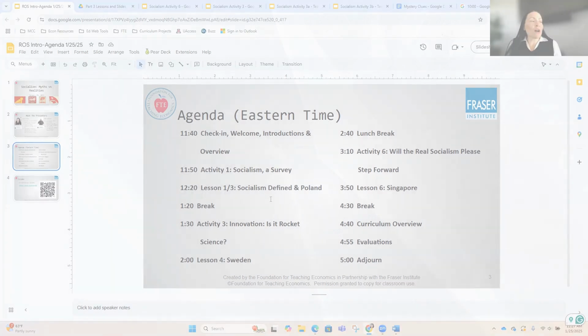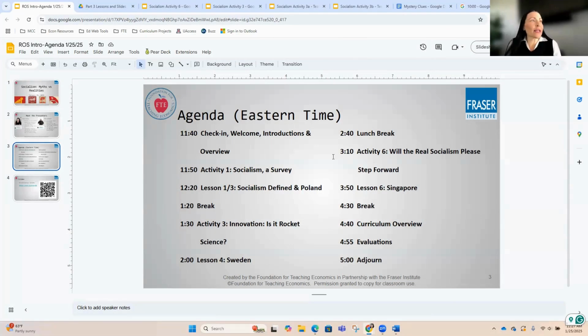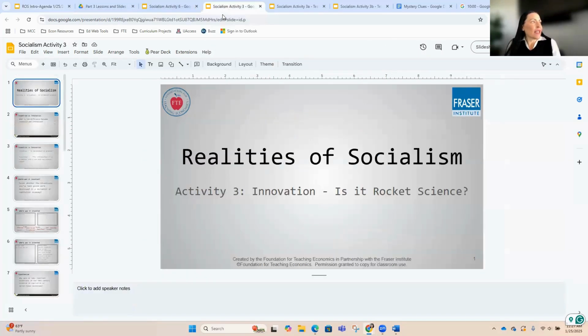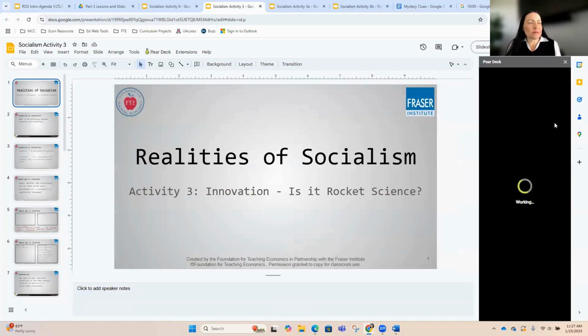An activity now called "Is Innovation Rocket Science?" In this activity, we're going to be working in breakout rooms. So let me go ahead and launch Pear Deck again. I'm going to give you a new code this time.